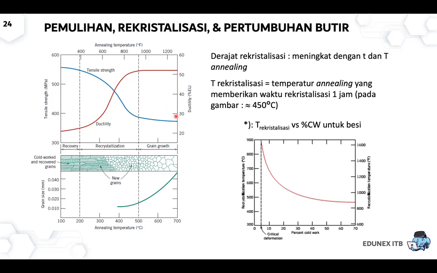Here, the degree of recrystallization increases with time and also temperature. The recrystallization temperature is the annealing temperature at which it takes around 1 hour, in this case around 450 degrees Celsius. For example, if we start with 40% cold work, the recrystallization temperature would be around 500, and that would be the graph for that one.